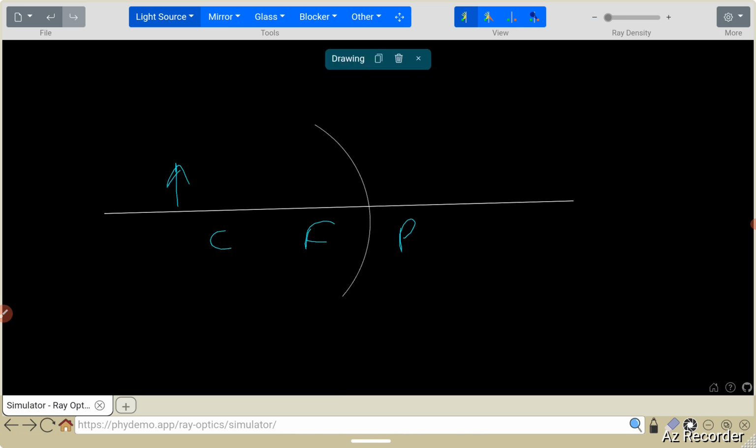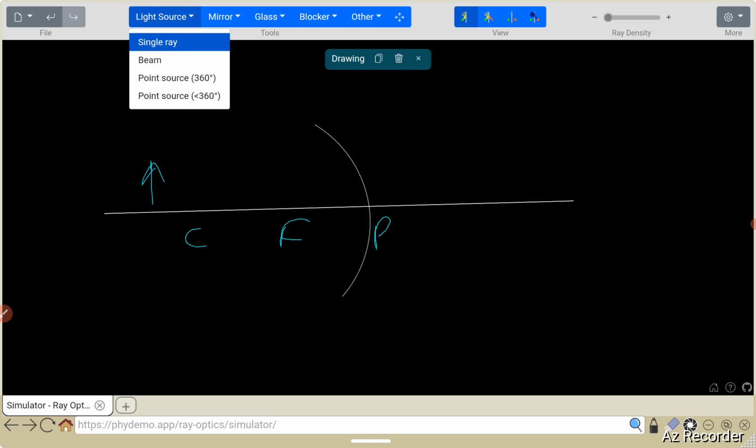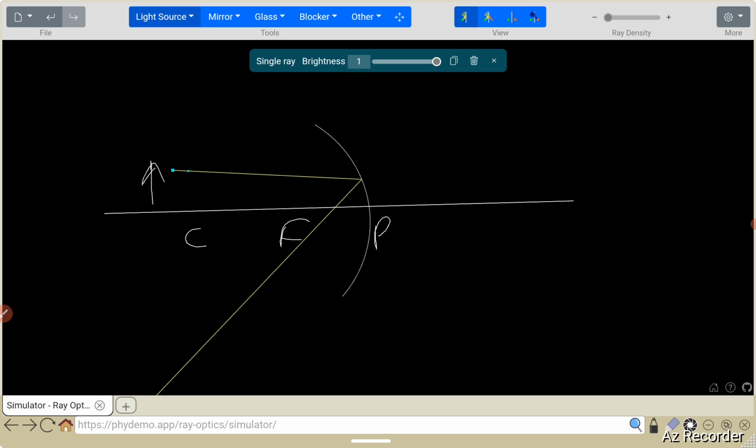Somewhere here I will take a light ray, a ray parallel to the principal axis. Wherever it is touching, that is the focus point. Now the second ray you have to take from the object only, which is passing through the center of curvature. Now, center means we know it has to retrace its own path. Correct.